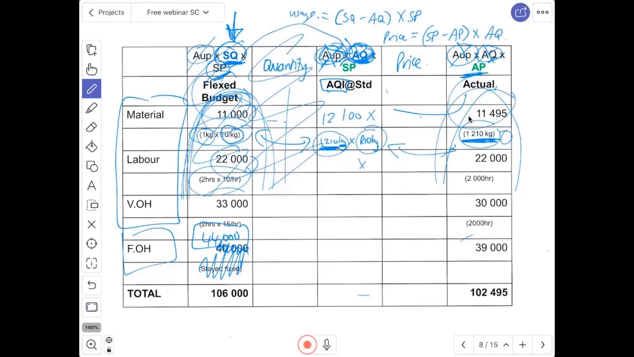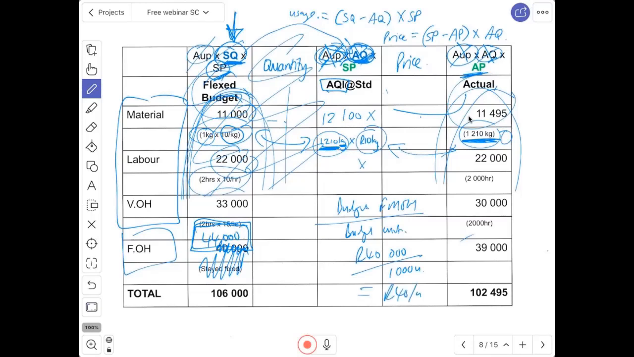What is this 44,000? Where do we see that in absorption costing? Do you remember, what do we do with fixed manufacturing overheads in absorption costing? We calculate a predetermined overhead allocation rate, which is our budgeted fixed manufacturing overheads divided by our normal capacity or our budgeted units. So what is that in this example? 40,000 budgeted fixed overheads divided by 1,000 budgeted units. So that is 40 Rand per unit.